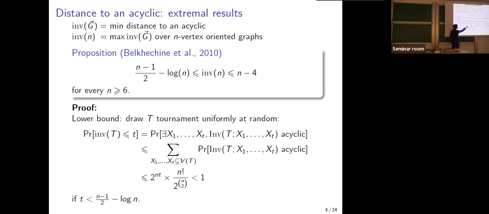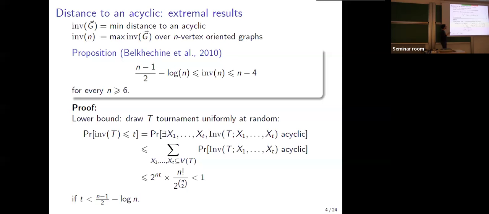So the probability that there exists a t-set is at most the sum over all such sets of the probability that the resulting tournament is acyclic. How many choices do we have for the set? It's at most (2^n)^t, so 2^(nt). Now, if the inversions are fixed, the result is just a random tournament.